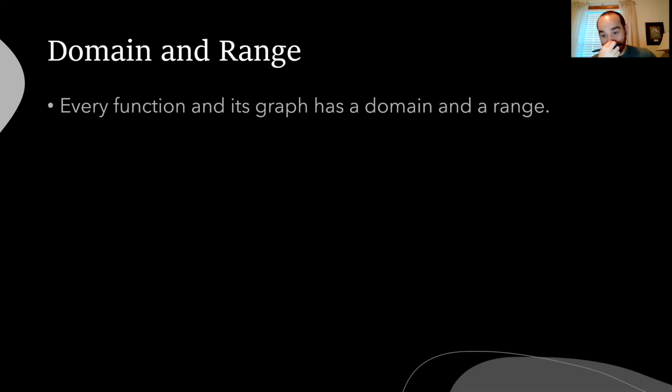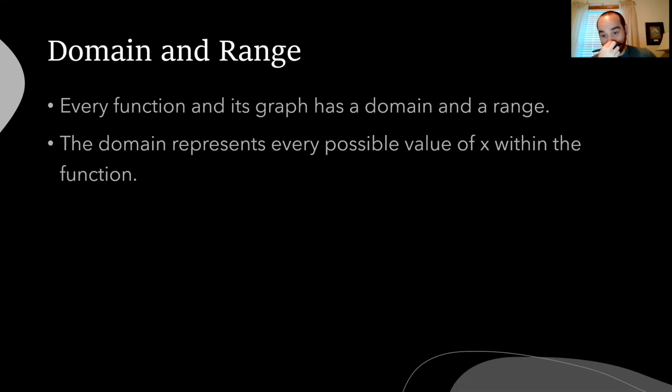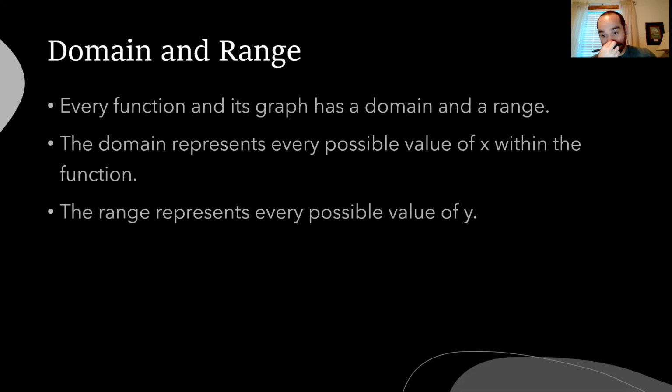So every function and its graph have a domain and a range. The domain represents every possible value of x within the function. The range represents every possible value of y. So one of the ones I was showing you last week, 1 over x, we know that x can't equal 0, otherwise that function is undefined. So whatever the domain is, x can't be 0. For y, in this case, it can be anything. Like if we do sine of x, though, for instance, y can never be greater than 1 or less than -1. So that's an example of where your range is going to be contained.